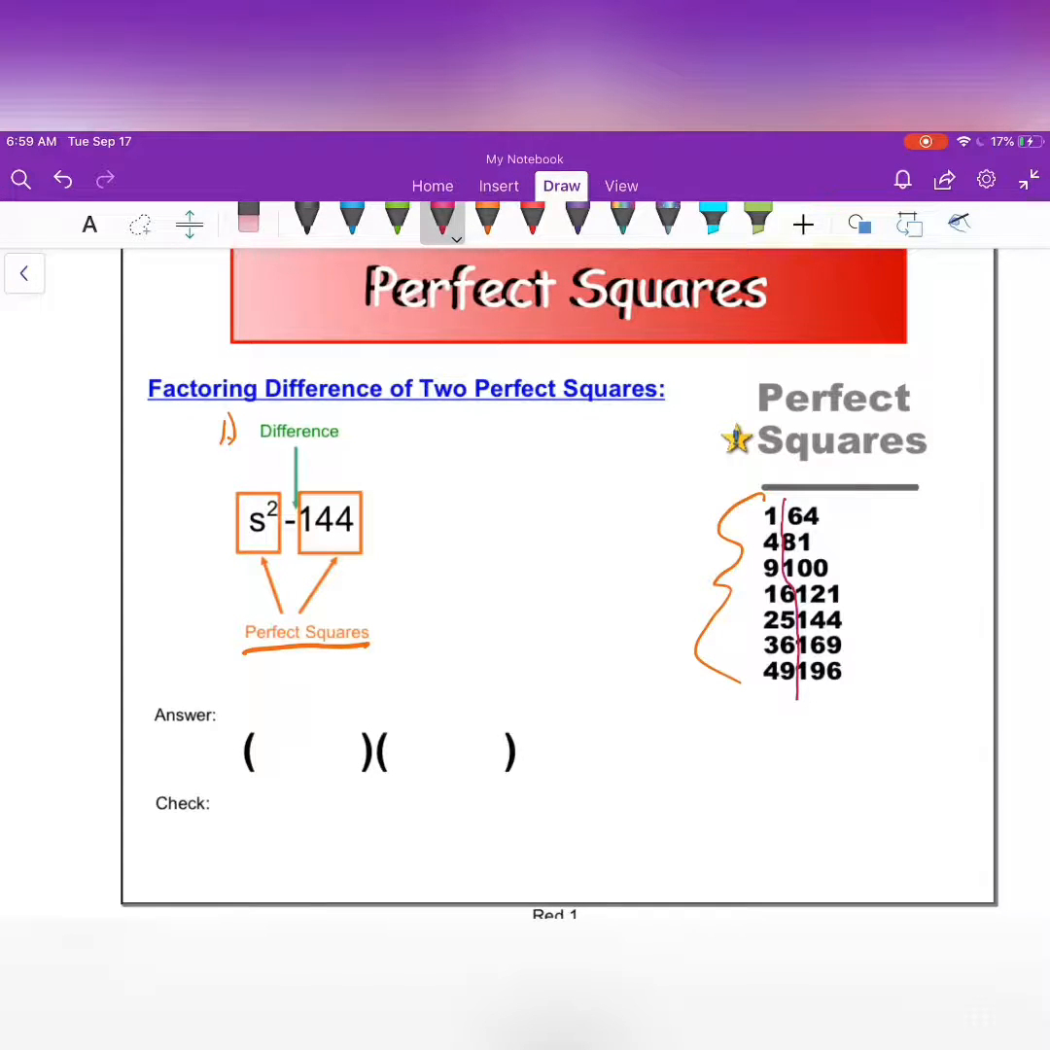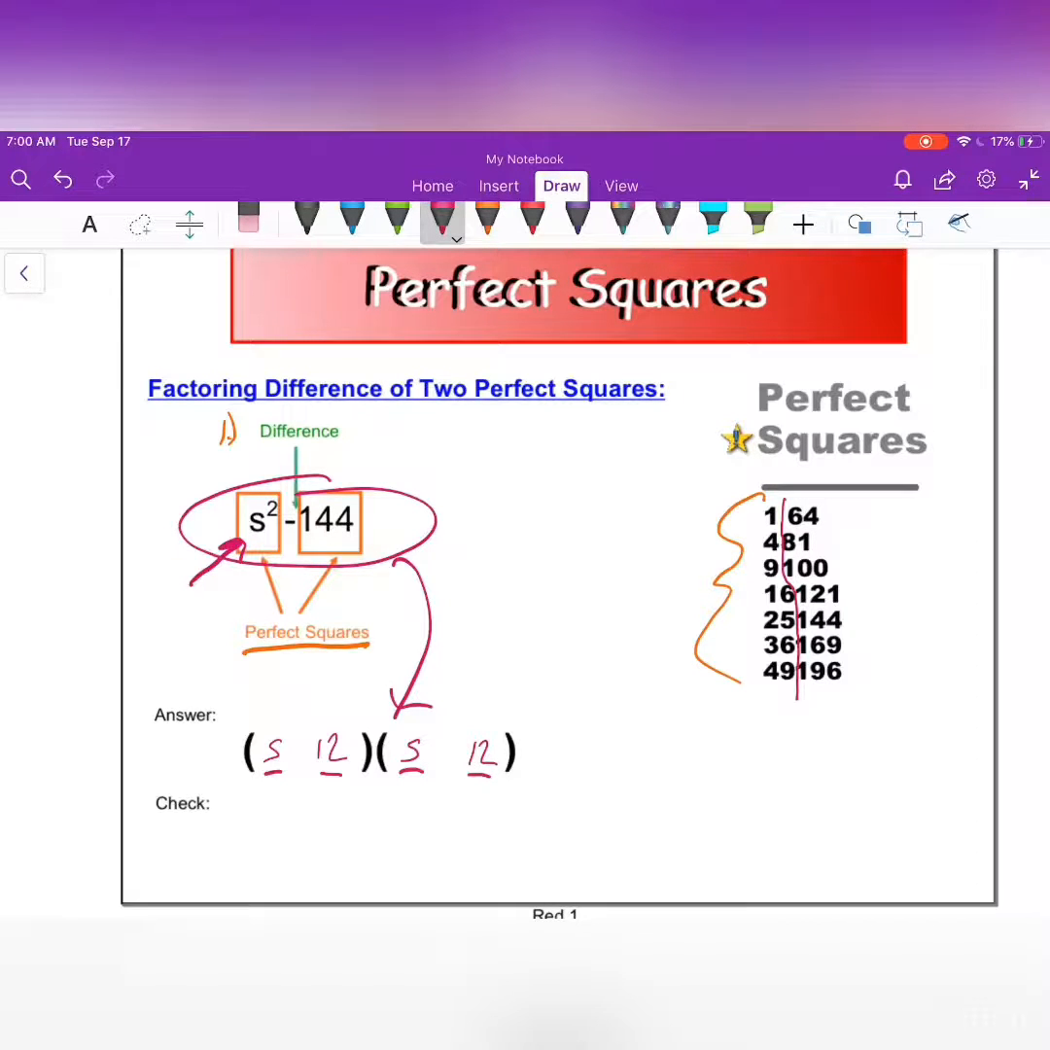Now, the way this works is really simple. You go straight from the problem to your binomial times a binomial. So there's always 2 spots in a binomial. The first spot in each parenthesis is going to be whatever the square root of the first term is. So what times what is S squared? S. And that goes in the first spot. What times what is 144? 12 goes in the second spot.